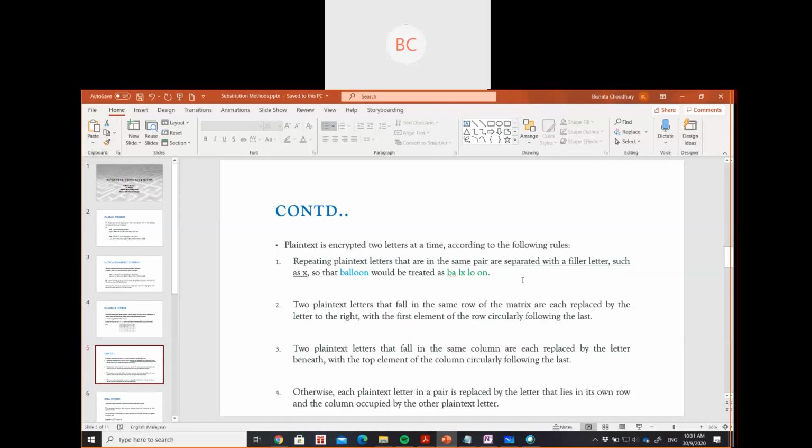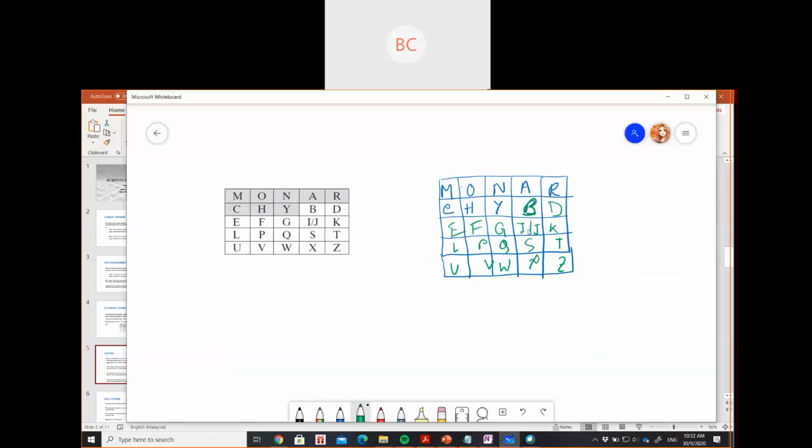In the Playfair cipher, they use a 5 by 5 matrix of letters to encrypt the message. In the 5 by 5 matrix, they take a keyword, insert the keyword in the matrix, and fill up the matrix with the remaining letters in alphabetic order. I guess up to this point you guys are clear.